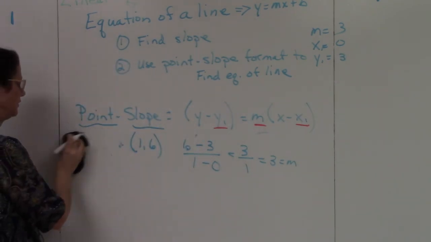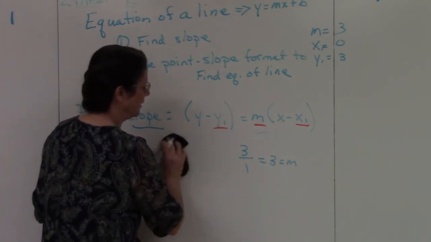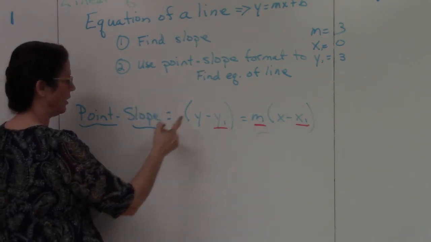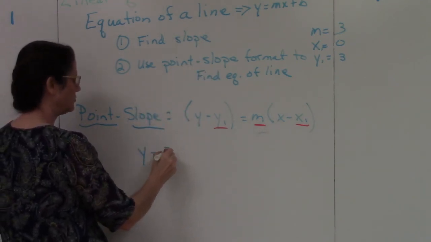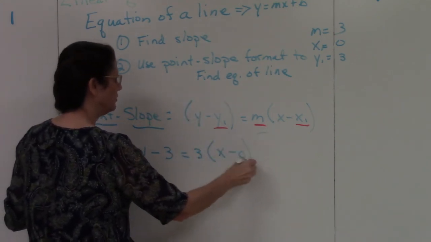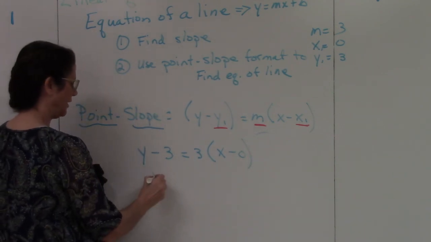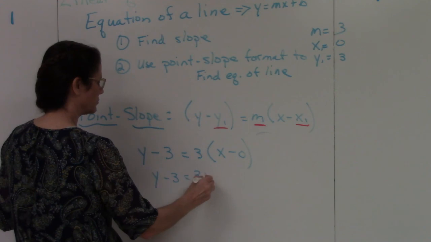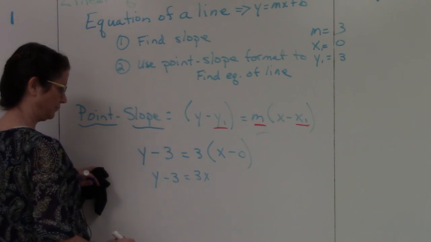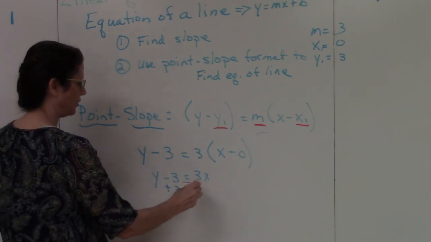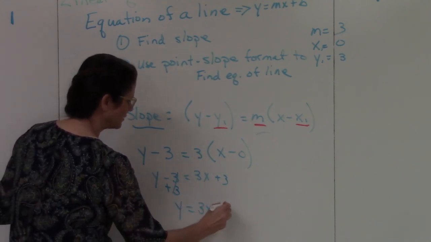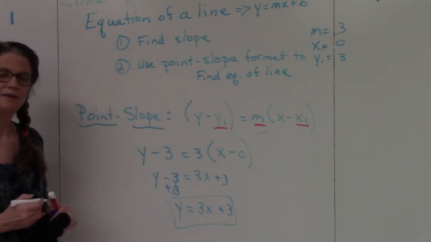If you ever have a 0, use that as your x and your y, and you'll see how easy it is to use. All right, I have all 3 of my pieces of information. So now I'm going to use this formula. Y minus 3 equals my slope is 3 times x minus 0. Now I'm going to clean it up. Y minus 3 equals 3x. 3 times 0 is just 0, so I don't have to do anything there. And then I'm going to solve for y. So I'm going to bring my 3 over. So my equation of the line is y equals 3x plus 3, and you're done. And that's it. Okay.